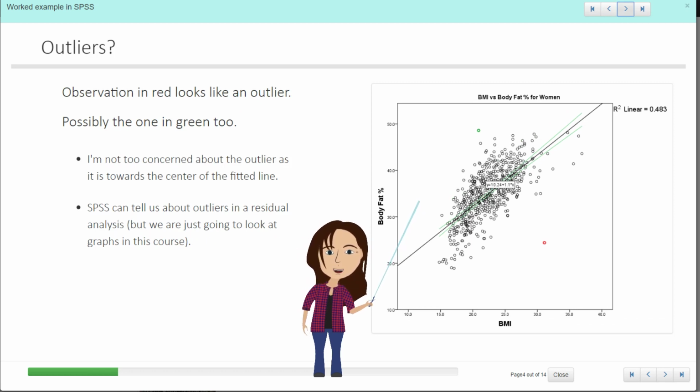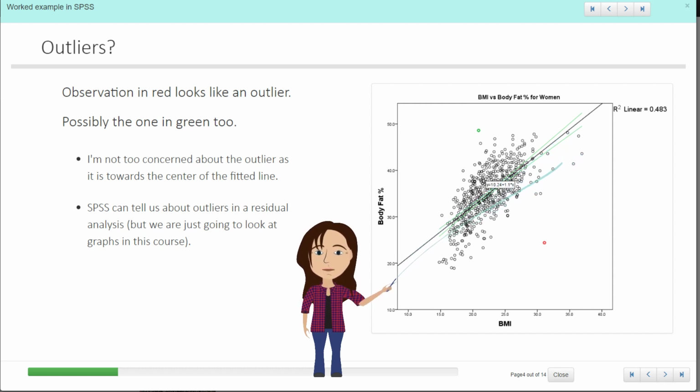So next we might look at outliers. This one looks like an outlier. It's towards the middle of the line. Well, technically if we go up, it's not in the middle of the line, but it's not right on the edge, so I don't think it'll be having too strong of an effect.